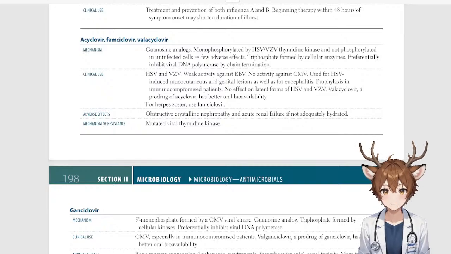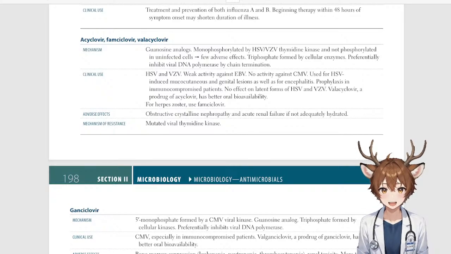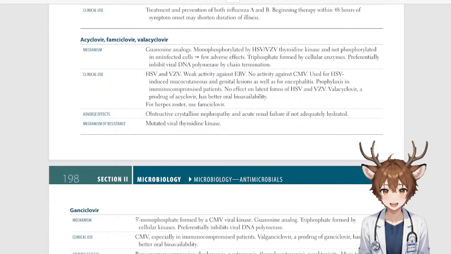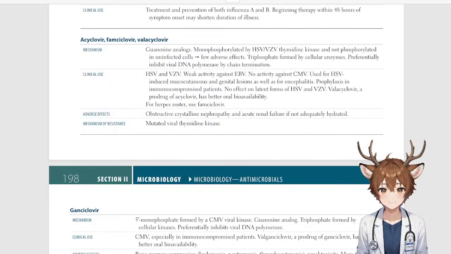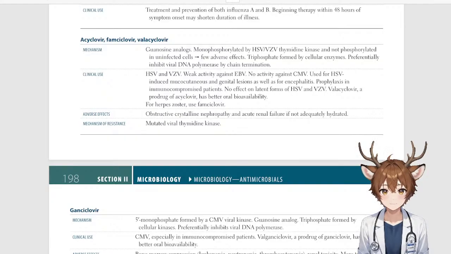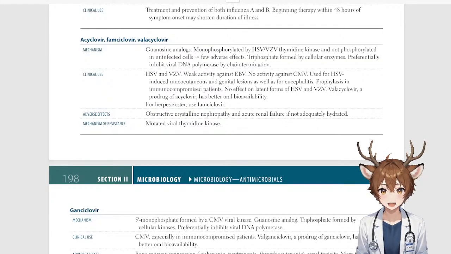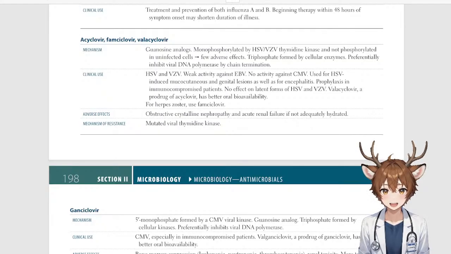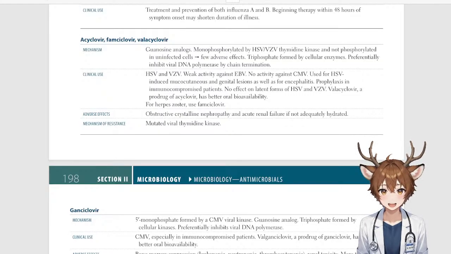Remdesivir, mechanism: prodrug of an ATP analog. The active metabolite inhibits the viral RNA-dependent RNA polymerase and evades proofreading by viral exoribonuclease, leading to a decrease in viral RNA production. Clinical use for remdesivir would be recently approved for treatment of COVID-19 requiring hospitalization.